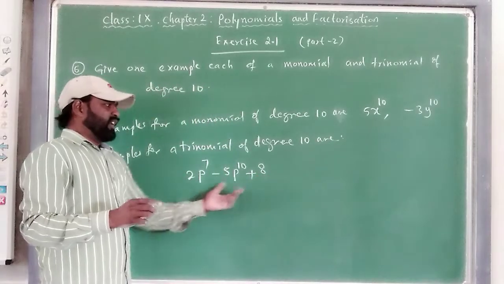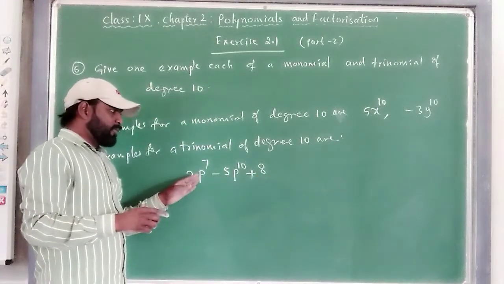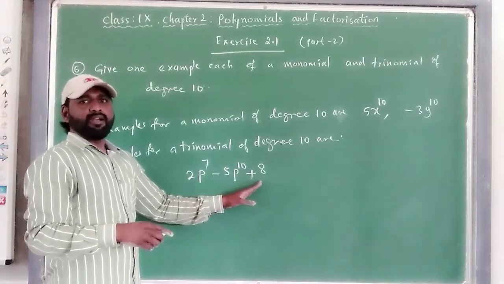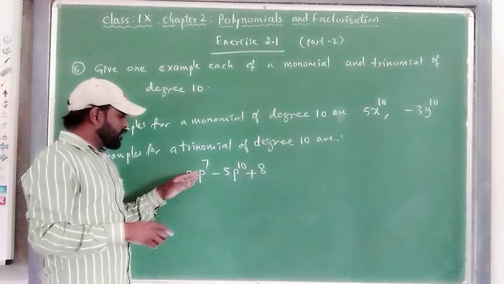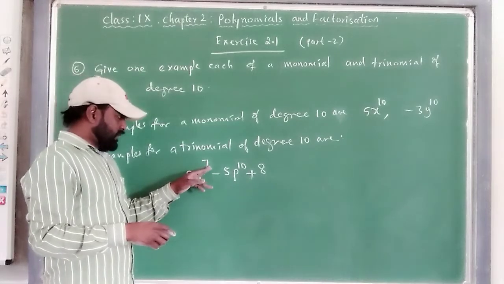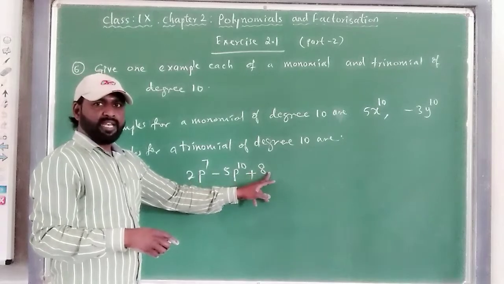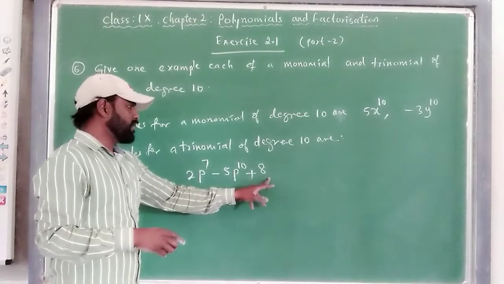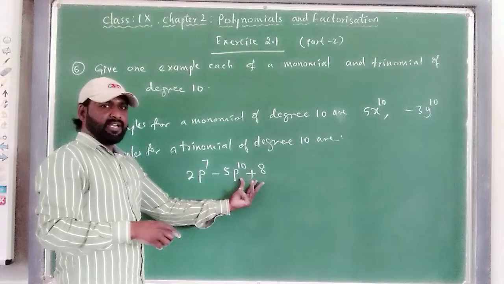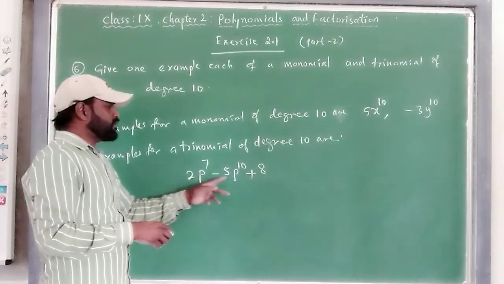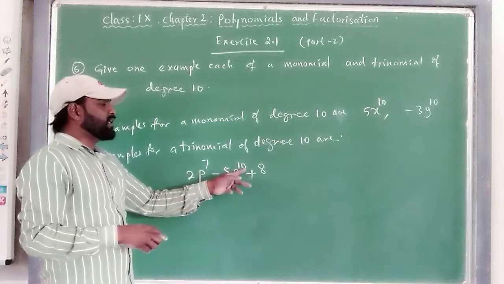Any other one, a constant term. How many terms are there? 1, 2, 3. 3 terms are there. That is why it is called a trinomial. And the first term's variable exponent is 7. In the third term there is no variable, the exponent is 0. It is a constant term. Since 3 terms are there, it is a trinomial, and the variable which I used is p. Its highest degree is 10.